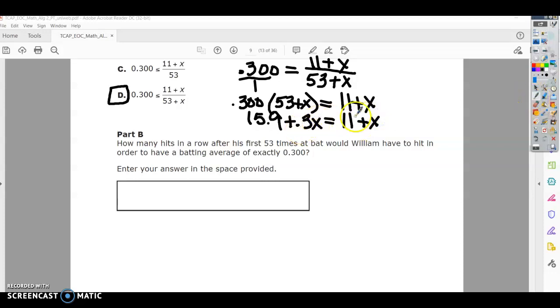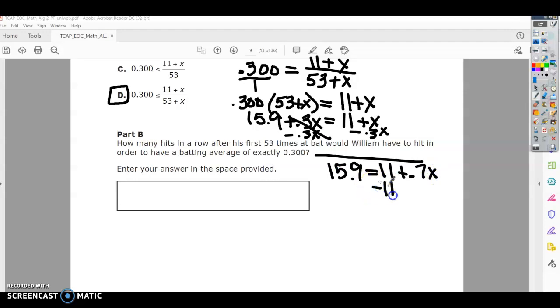Now I'm trying to solve for X, so I need to get X on the same side. So I'm going to subtract the .3X, and I'm going to skip over the words here and bring this down. So this will cancel, and I've got 15.9. This cancels, so that equals 11. And then this is just 1X. It doesn't have a number here, so there's no coefficient. You assume it to be a 1. So 1 minus .3 gives me 0.7, and I know that's a positive 0.7X.